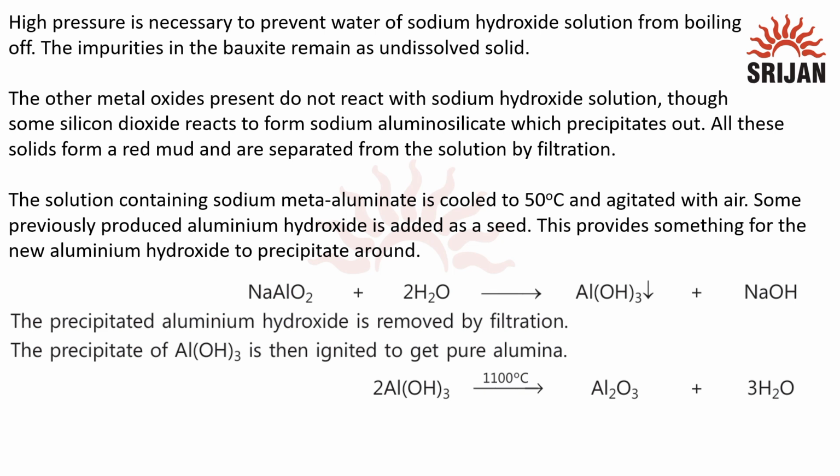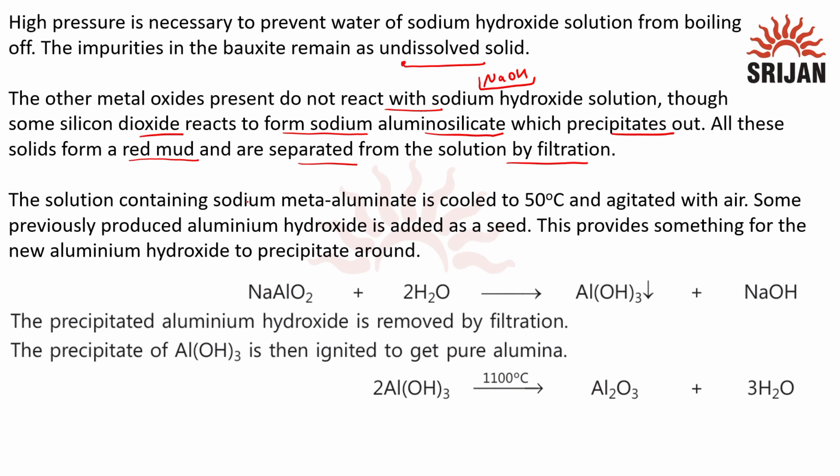Now high pressure is required to prevent the reaction mixture from boiling off, right? And the impurities in the bauxite remain as undissolved solid here. The other metal oxides present do not react with sodium hydroxide. Only the aluminium oxide reacts with the sodium hydroxide, the NaOH or caustic soda we said earlier. Though some silicon dioxide reacts to form sodium aluminosilicate, which precipitates out. All these solids form red mud and are separated from the solution by simple filtration.